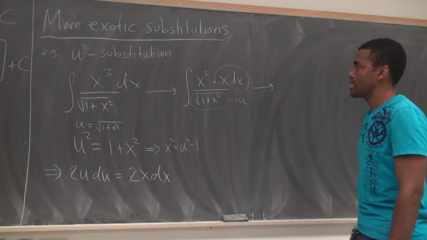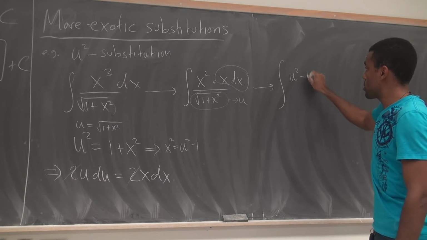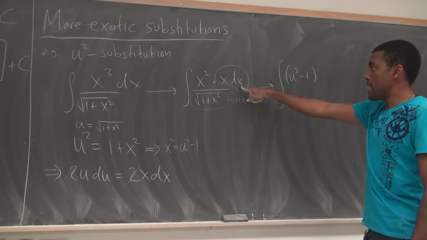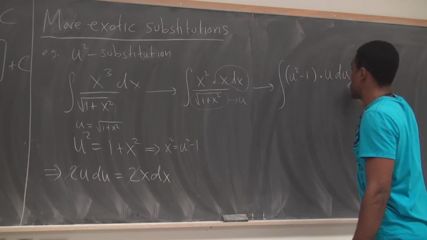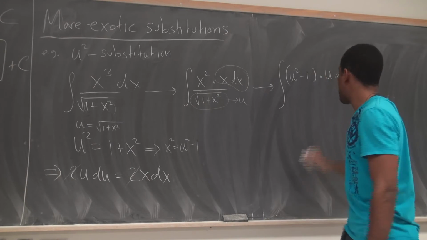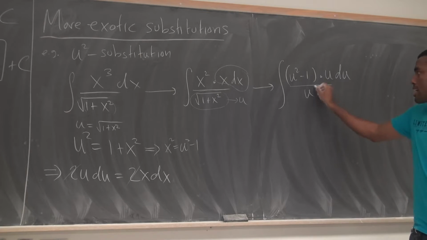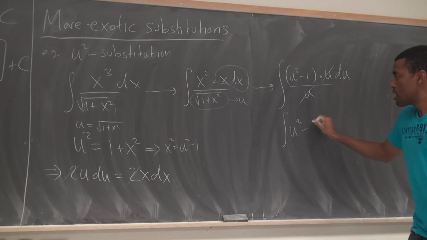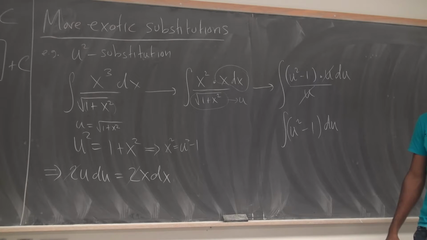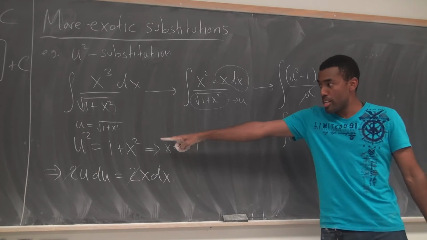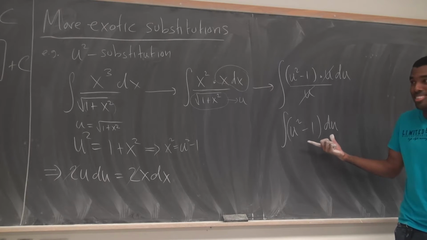Now what's going to happen? The x squared is u squared minus 1. Right? X dx becomes what? U du. The radical on the bottom becomes u. Cancel the u. I don't even have a fraction anymore, much less a fractional power, right? So just by tweaking my substitution a little bit, it can pay off greatly. You understand what I'm saying?